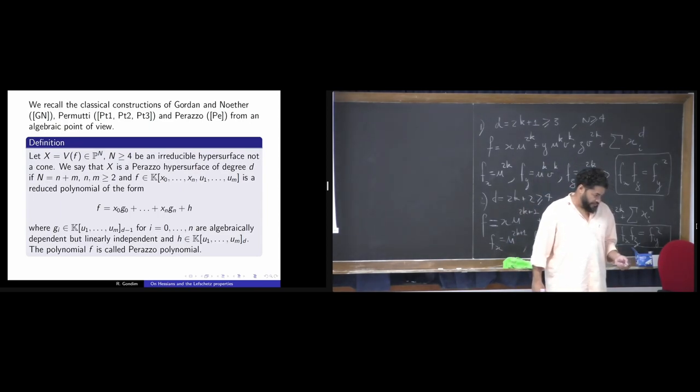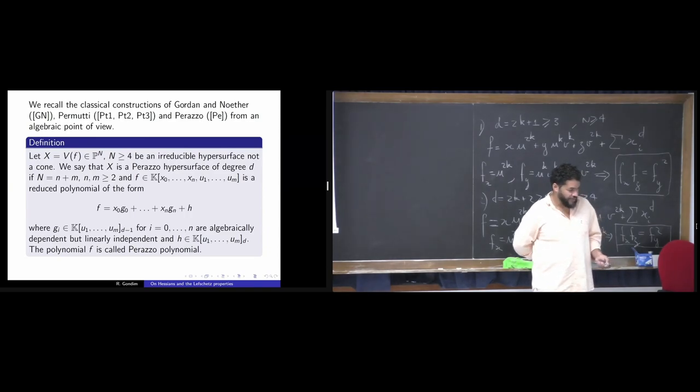So if we choose a separation of variables with N plus 1 variables x and M variables u, a Perazzo hypersurface is something like that, linear in the variables x multiplied by a degree t minus 1 form in the variables u. And after that, if we want, we can sum h, which depends only on the other variables u, with the hypothesis that the forms g in the variables u are algebraically dependent but linearly independent.